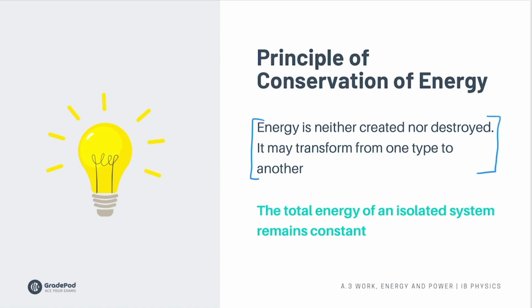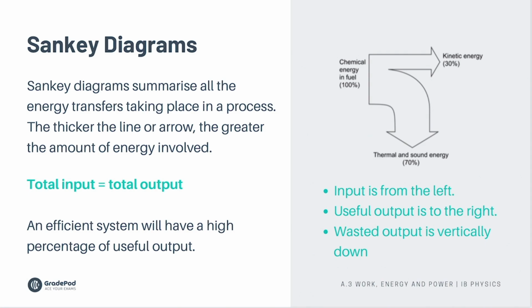So what we were just talking about earlier, energy transforms from one type to another, work is done in the system, but the total energy of an isolated system remains constant. If you can pop that into your revision notes, I guarantee that will be a very useful definition for you to learn. Let's have a look at Sankey diagrams.